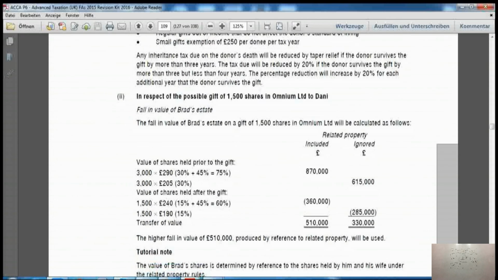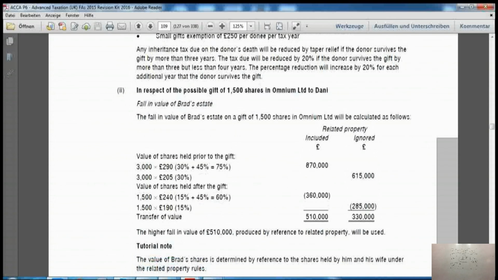I hope now you got the point of related property. Now say for example, if you would have transferred 1,000 shares to a charity, then we would also have included that portion as well when considering related property. Say for example, if you would have transferred 500 shares to national purposes, then we would also have included that.